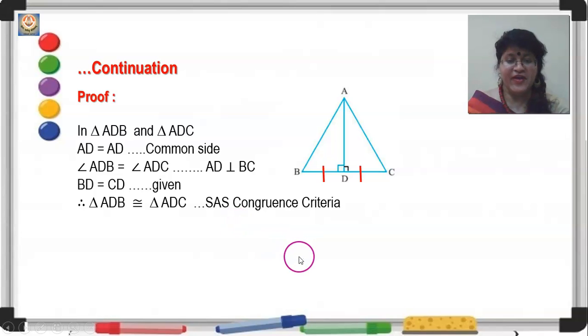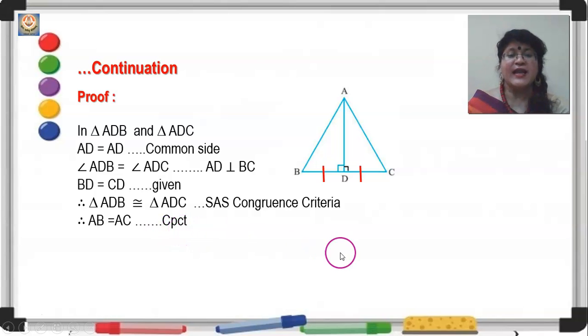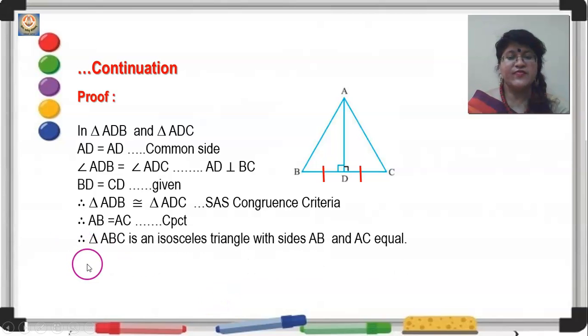Okay, and therefore AB is congruent to AC, CP, CT. They're the corresponding parts of congruent triangles. And now you know that in a triangle, if two sides are congruent, then it becomes an isosceles triangle. Therefore, triangle ABC is an isosceles triangle with sides AB and AC equal. Students, this is an important question. Make a note of this solution in your book.